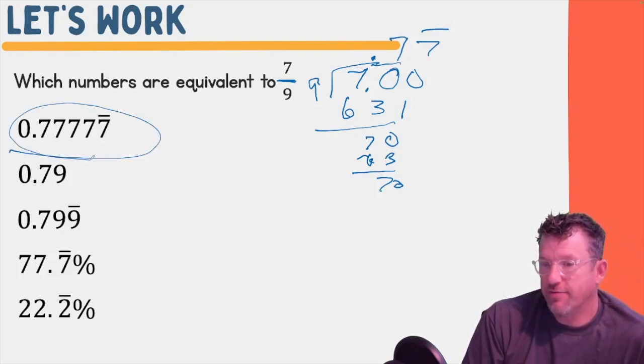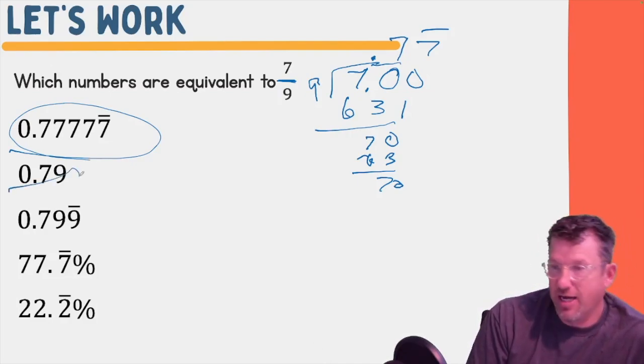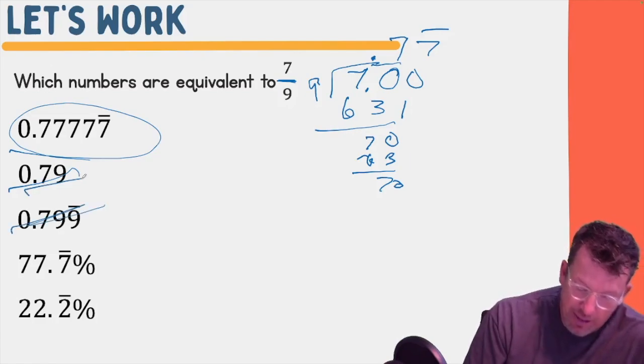So if it's 0.777777, can it be 0.79? No, because it's 0.7777. Can it be 0.799? No, because it's 0.77. So it can't be either of those.